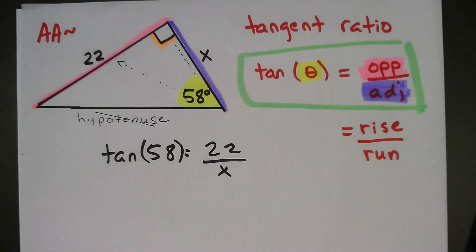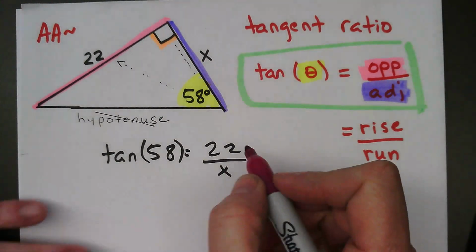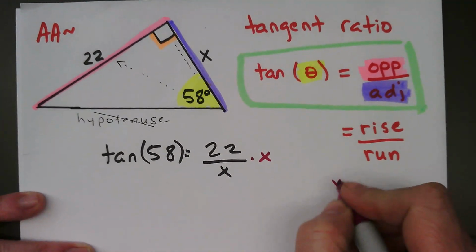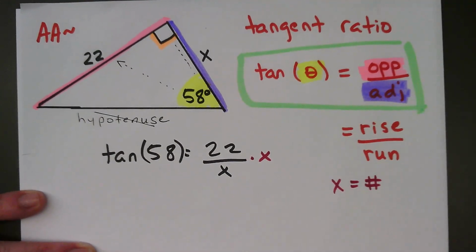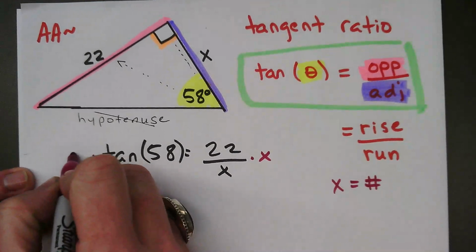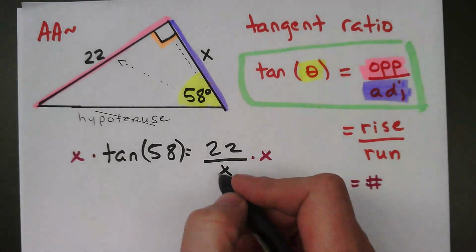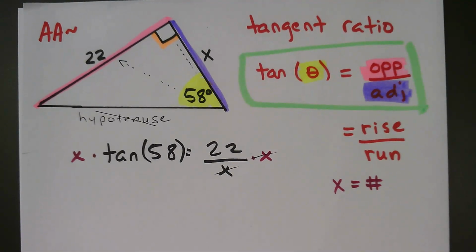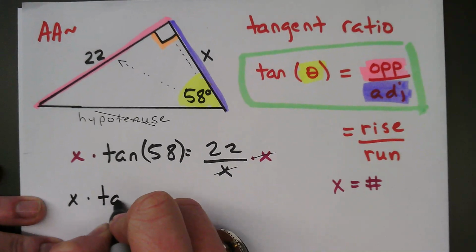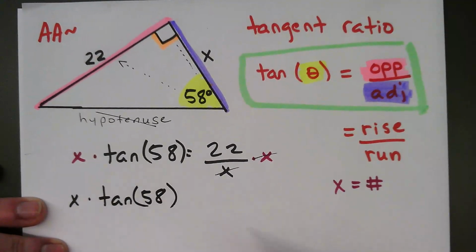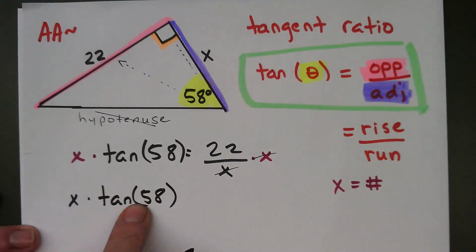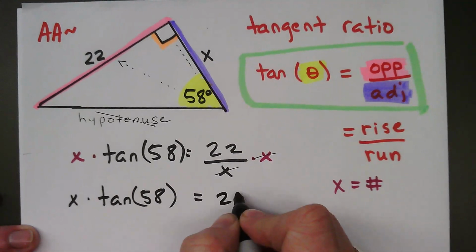The problem right now is that x is in the denominator. I got to get it into the main line. I want to have x equals a number. So I need to have x out of the denominator. I'm going to multiply both sides of this equation by x, which feels a little bit weird, but we do that so that x is now in the main line. We have x times the tangent of 58, which again is just a number. So this is really just x times a number. That's going to equal 22.